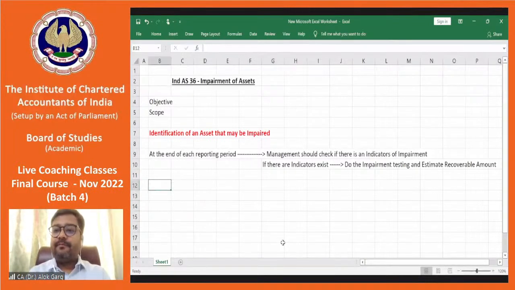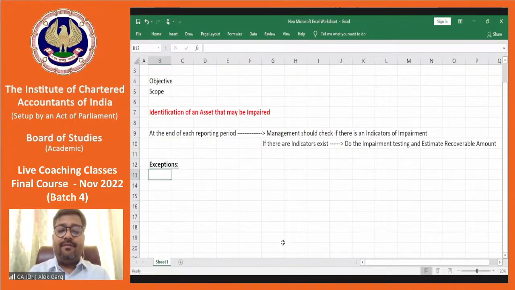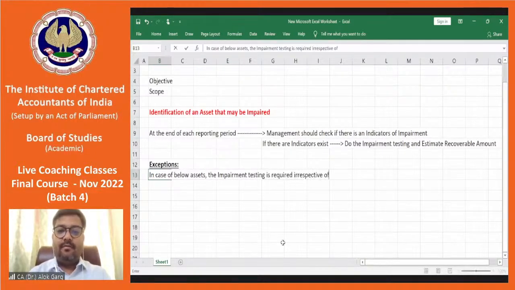Friends, but there are some exceptions as well. What are the exceptions? In case of the below assets, the impairment testing is required irrespective of the indications of impairment.